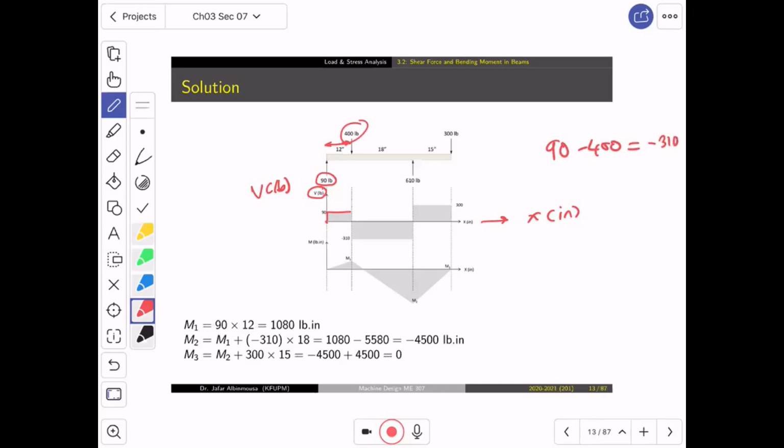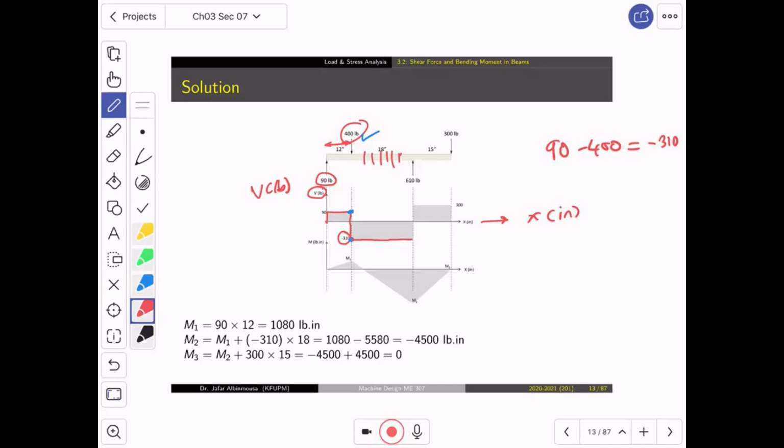Minus 310. So I go from 90 to minus 310. This length, from this point to this point, is equal to 400 as a magnitude. Now here there is nothing, so what happens? Everything stays constant until I reach this point. This point now.